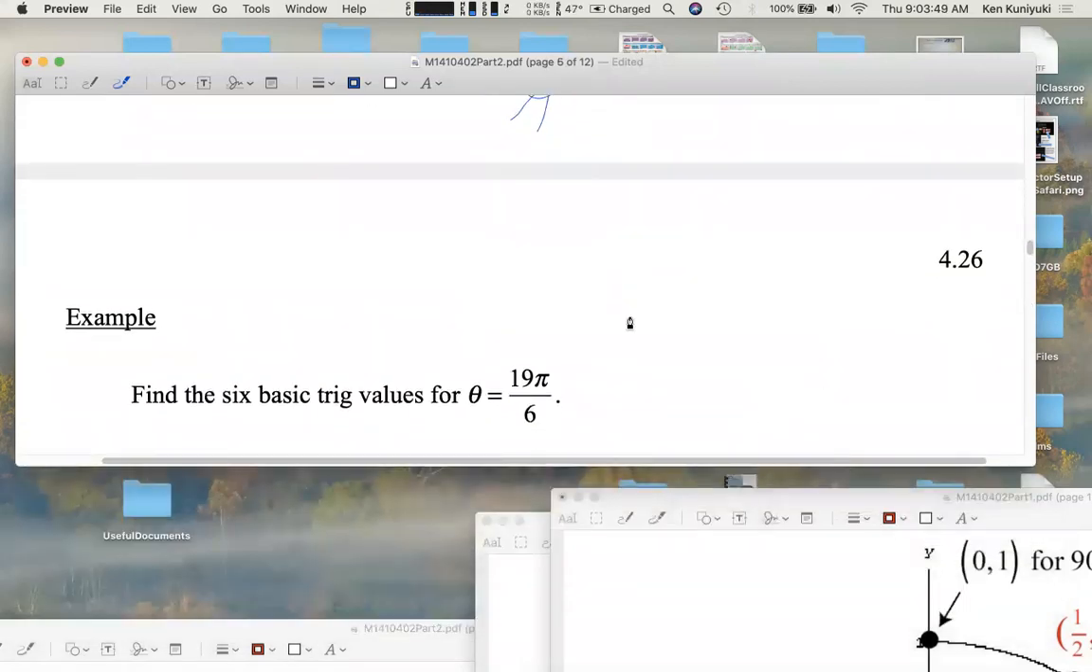Example. Let theta be 19 pi over 6. Find the 6 basic trig values for this special angle. We know it's a special angle because it's simplified. We have an integer times pi over an integer, and this bottom integer is 3, 4, or 6, which means that we have a special angle that's not quadrantal.